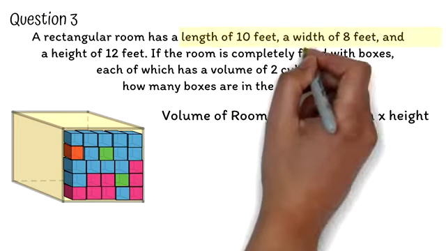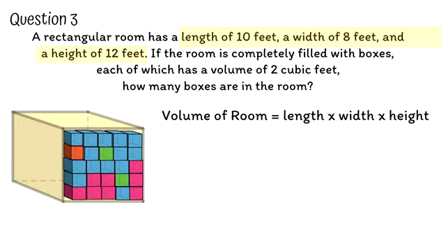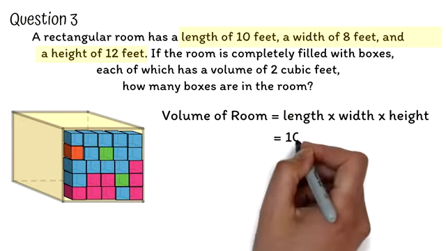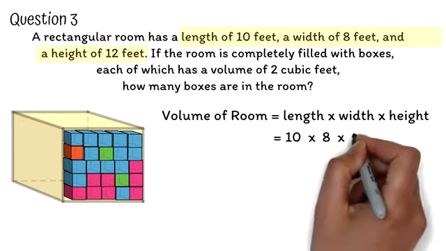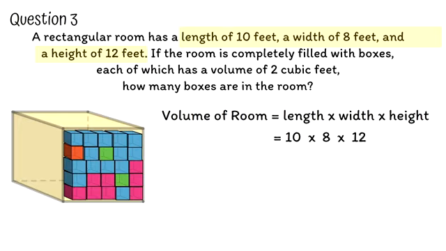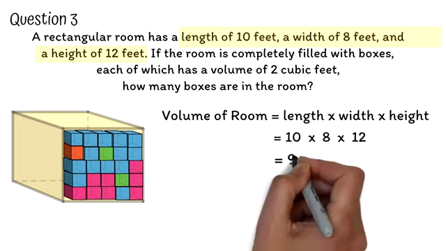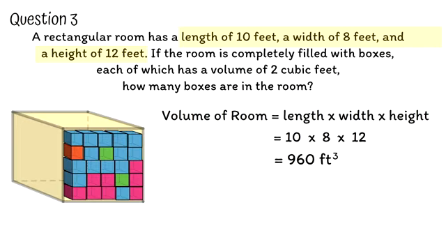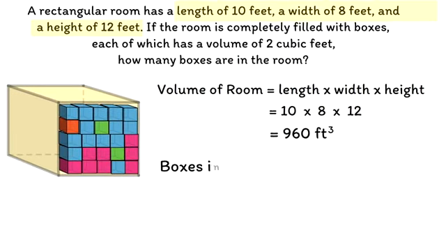This formula will be given, but it's simple enough to just memorize. We have been given all these values, so we just put them into the formula. Volume of room equals 10 feet times 8 feet times 12 feet. The volume of room is therefore 960 cubic feet.